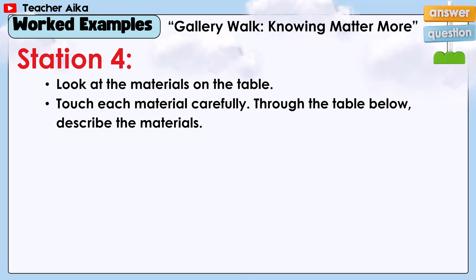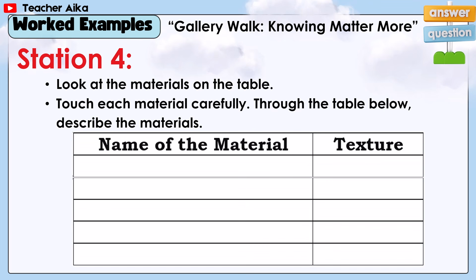Station 4. Look at the materials on the table. Touch each material carefully. Through the table below, describe the materials. First column, name of the material. Second column, texture.